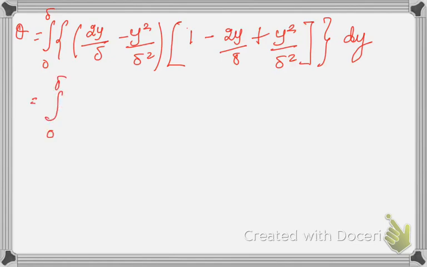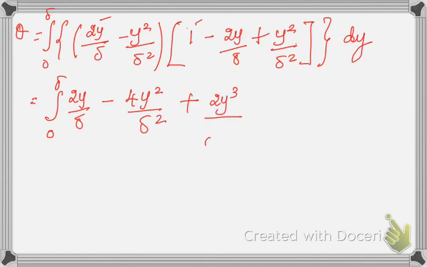First I am multiplying 2y by del, which gives 2y into del into 1, so 2y by del. Then 2y by del into minus 2y by del becomes minus 4y squared by del square. Then 2y by del into y squared by del square becomes 2y cube by del cube. Next I multiply minus y squared by del square into 1, which becomes minus y squared by del square.